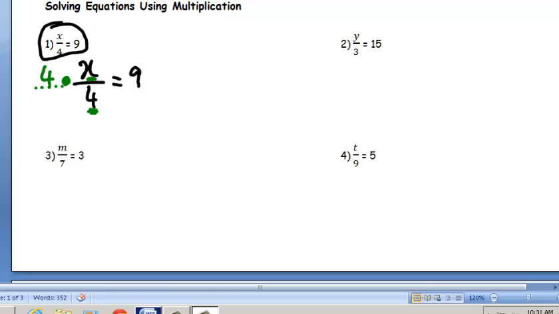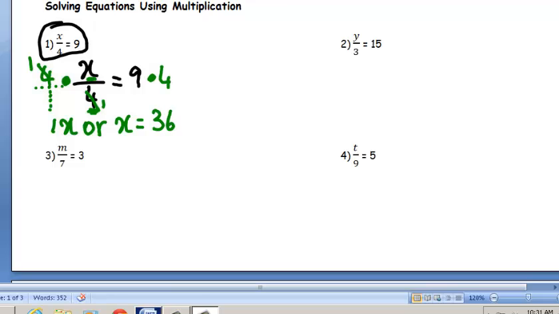I can just go ahead and do 4 over 1, just because it keeps it sort of straight in your head. Multiplied by 4 on the left side, multiplied by 4 on the right side also. The 4 in the numerator and 4 in the denominator cross out and become a 1. So now this became 1x, or just a plain old x. x equals 9 times 4, 36.